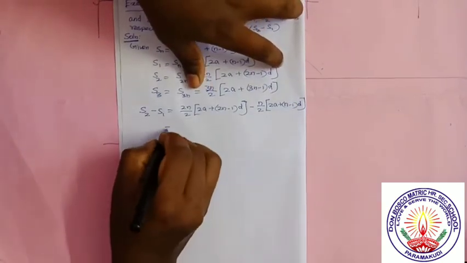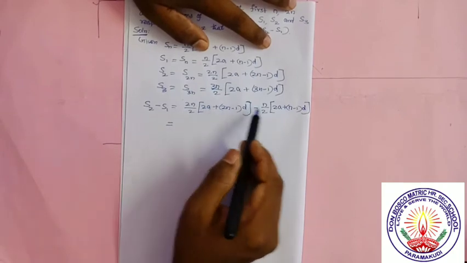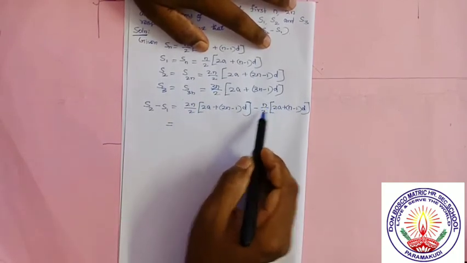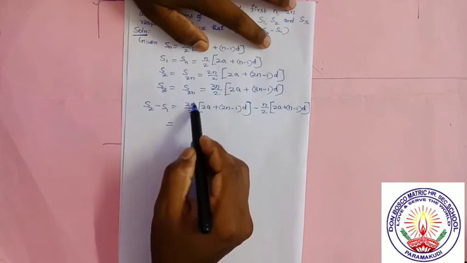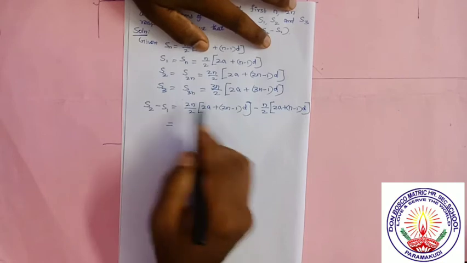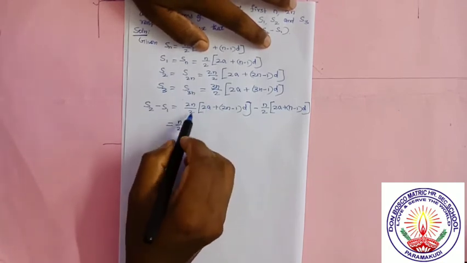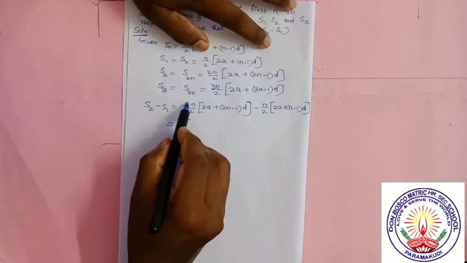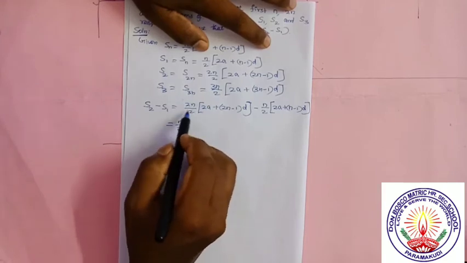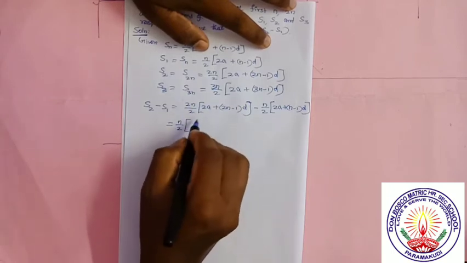The next step is a very important step, because this is inside, outside 2n by 2, here outside n by 2. The common term is n by 2 in the two terms. So we are going to take this n by 2 outside. When you take n by 2 outside, the first term 2 is remaining, so you have to multiply 2 inside.